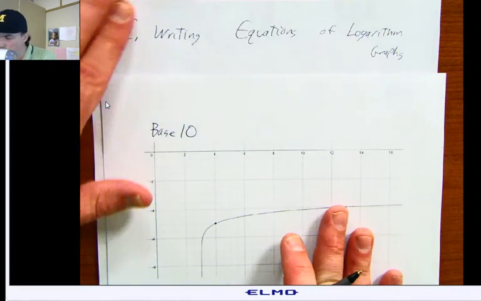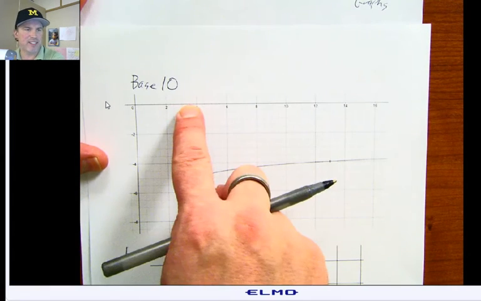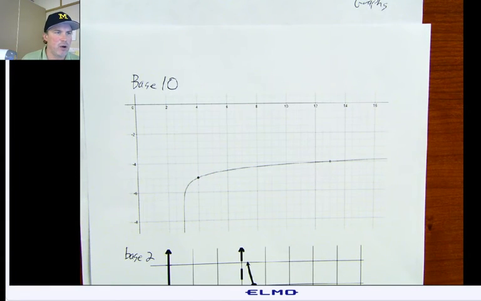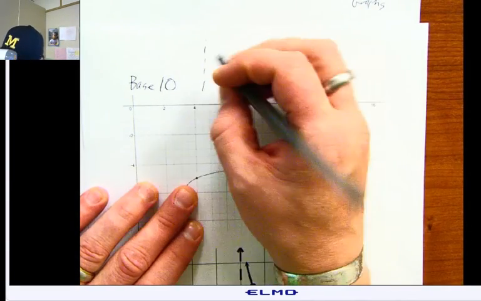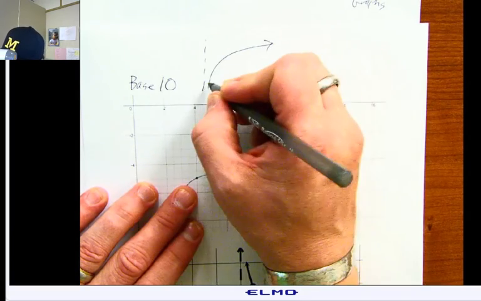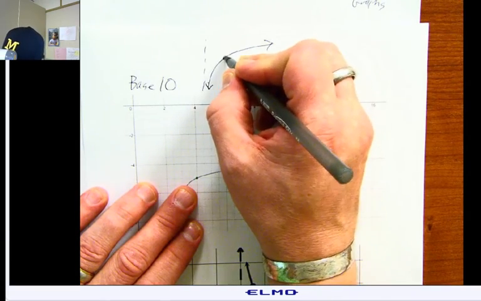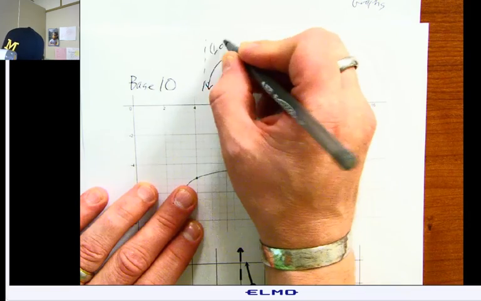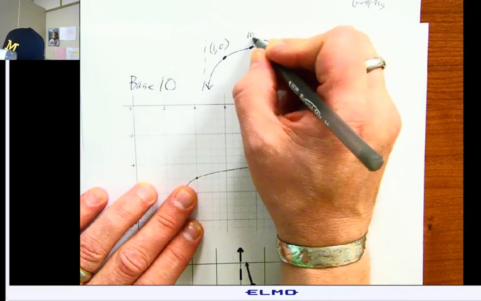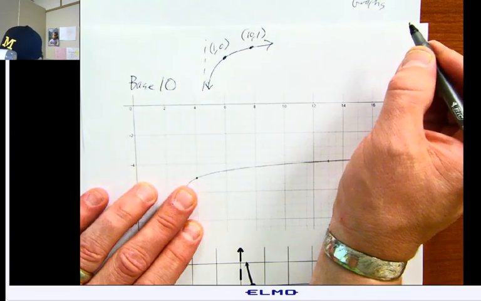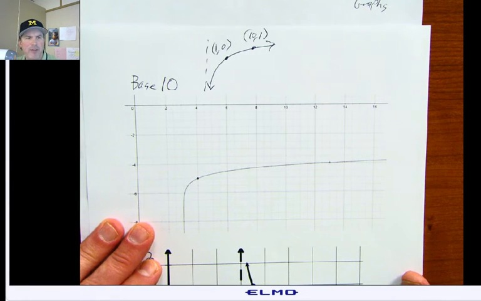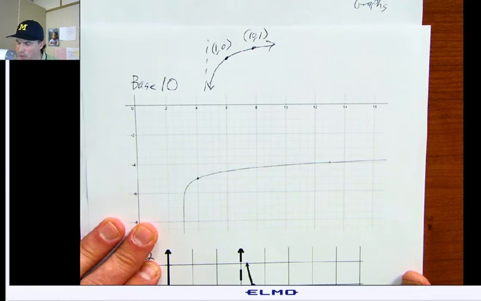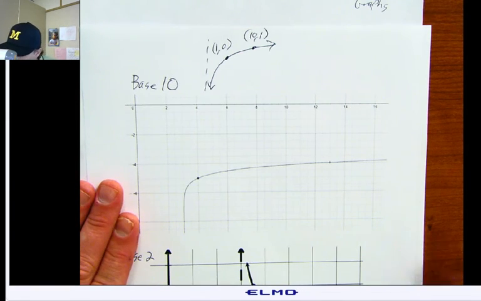Okay. So let's get into this. They're going to tell us this one's a base 10. So knowing that it's a base 10, you might want to think, well, what happens with a typical base 10? Well, a typical base 10 still has that key point at 1, 0, and that other key point at 10, 1.